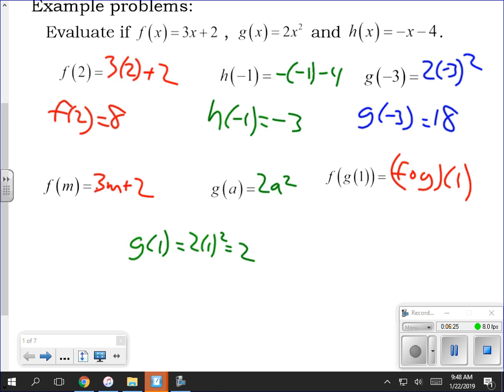So that means that f of g of 1 is actually f of 2. Because what is g of 1? g of 1 is 2. So f of g of 1 is f of 2. And then I put 2 in for f. 3 times 2 plus 2 is 8, which we figured out earlier.